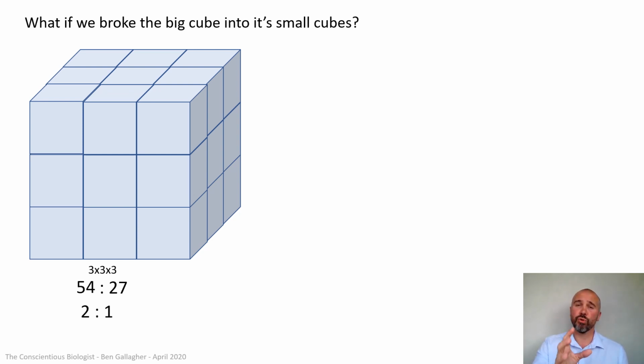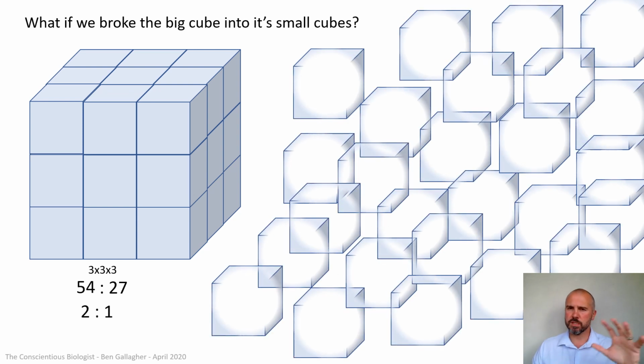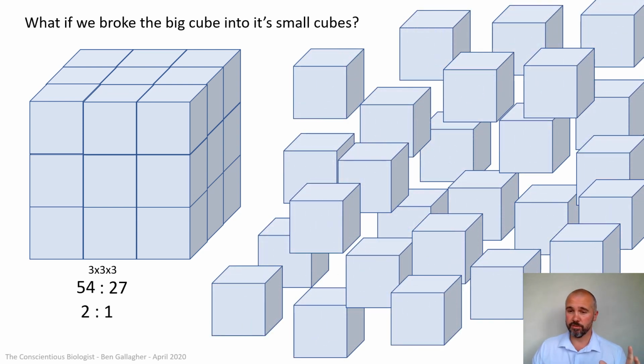What would happen if we broke the big cube back into its small cubes? Now we know that big cube, I've put it down the bottom there, we know it was 54 to 27, which breaks down as 2 to 1. But if we broke that up, smashed it up into all 27 of its cubes, and trust me, there's 27 cubes here, I had to count them all out. Those 27 cubes are now just 27 of the original 1 cube that we had on the previous slide.